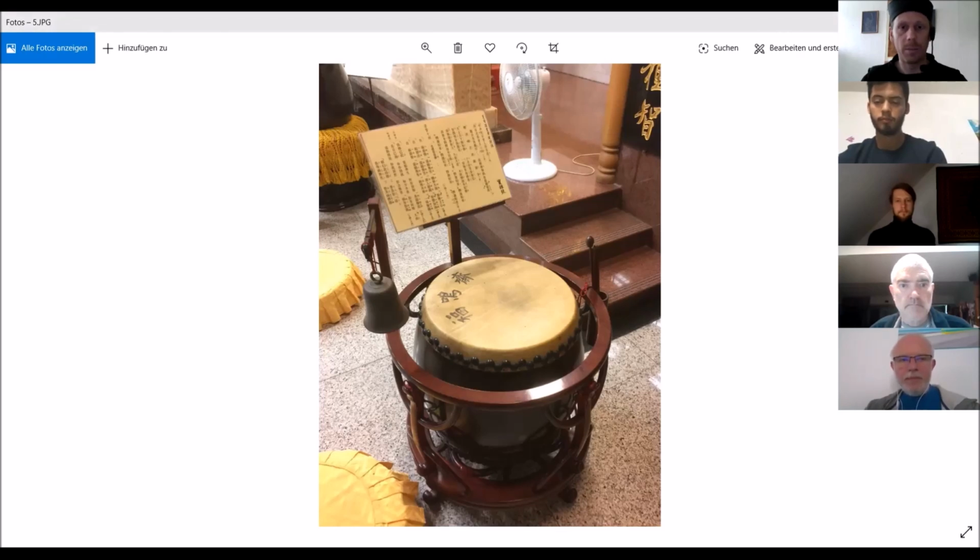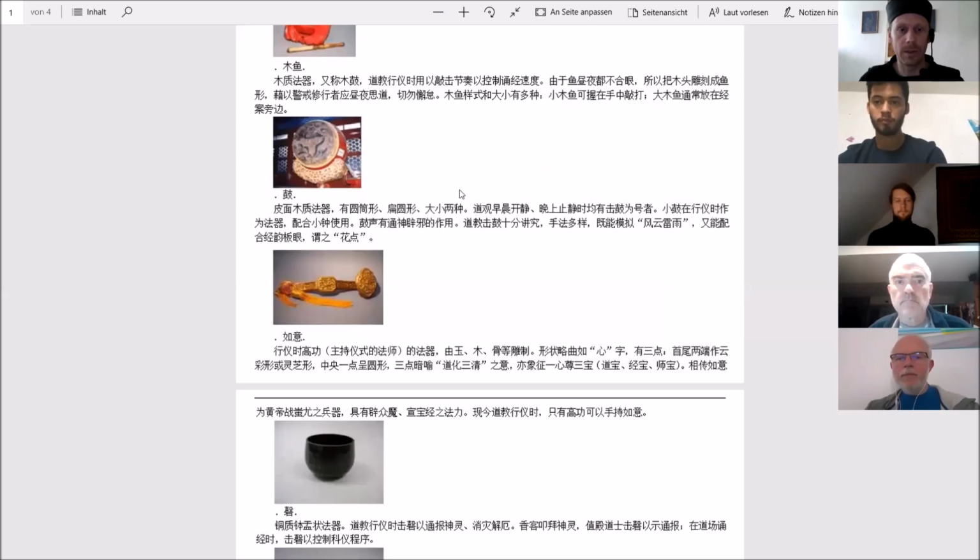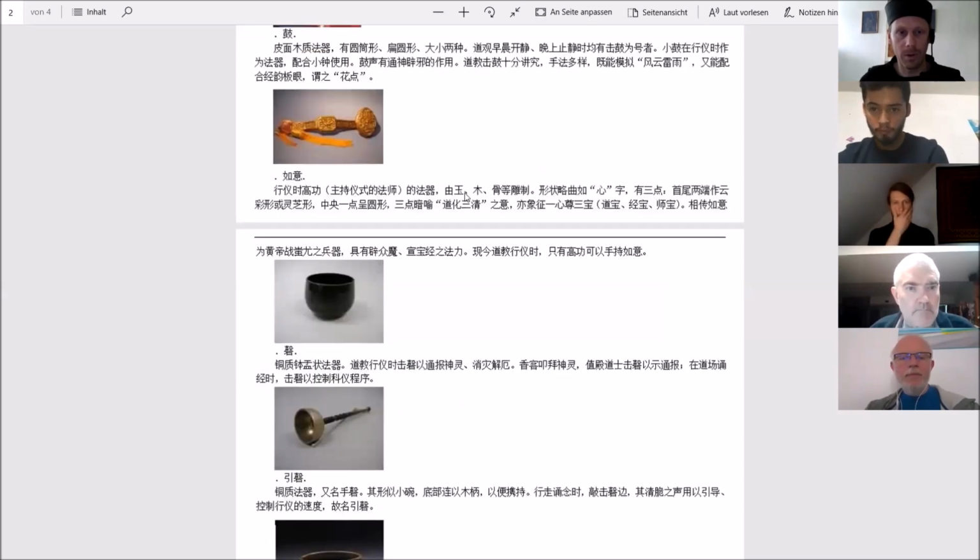Go back very quick to the list. We're going to skip this one here because this is wrong on this list, on this position. We go to the next instrument.